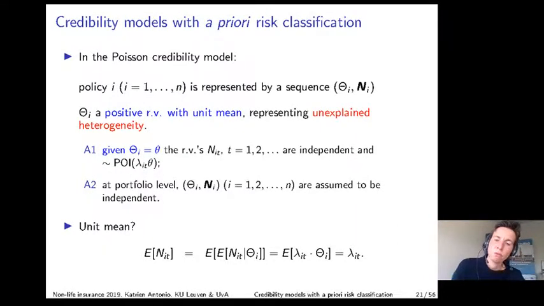Now the unit mean restriction relates to our comment on financial balance. Overall, the expected number of claims will not change through the a posteriori corrections that are imposed. Applying the tower rule then shows that the expected value of N_it is lambda_it, under the assumption that your random risk variable theta_i has unit mean. So that's where this assumption is coming from.